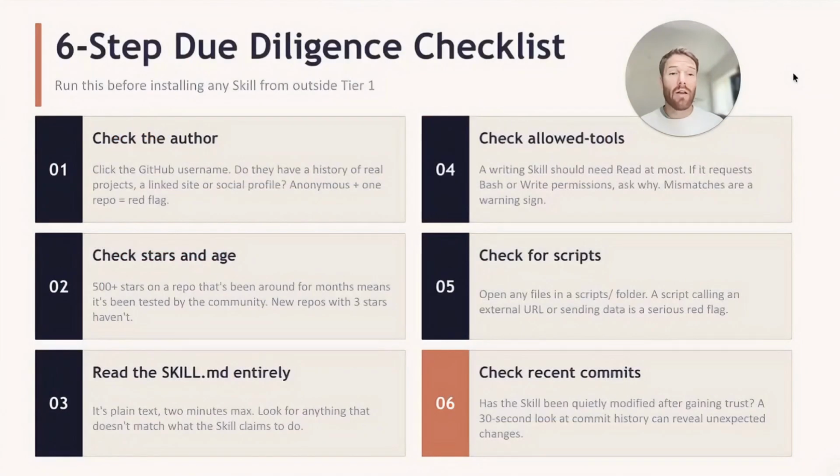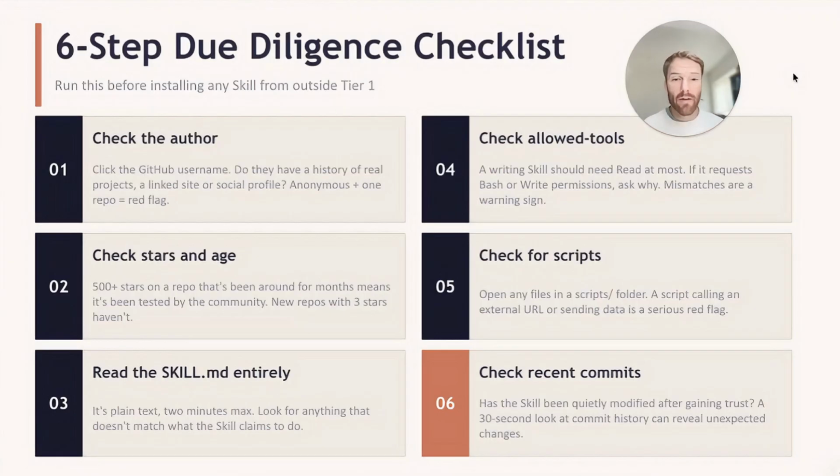So if you're going to use a skill from a source that you're not familiar with, you can adopt the 6-step due diligence approach. First of all, research the author. Make sure that they have a history of real projects. Ideally, they have socials connected to it, so you can find them on LinkedIn, on social media, and there's a connection. Secondly, the longer that the repo has been around, the more likely it is the community is engaged with it. So with that and the fact that they have a high star rating, that's indicative that it's a good source.